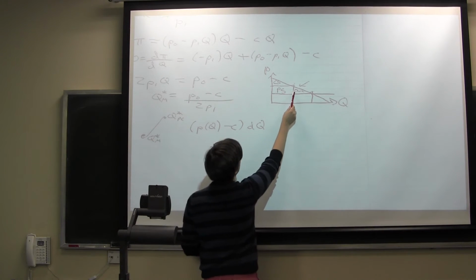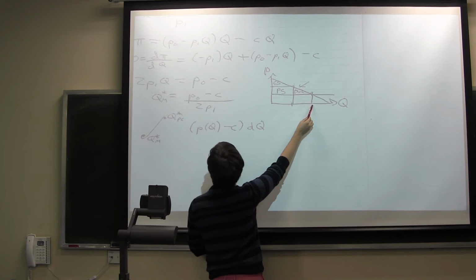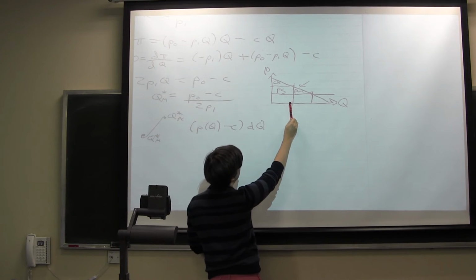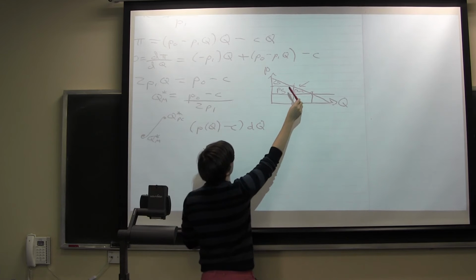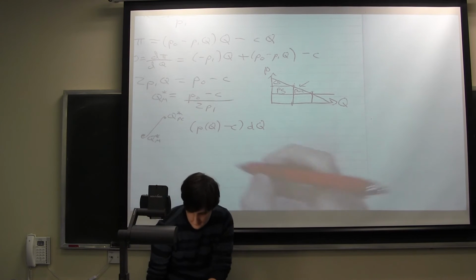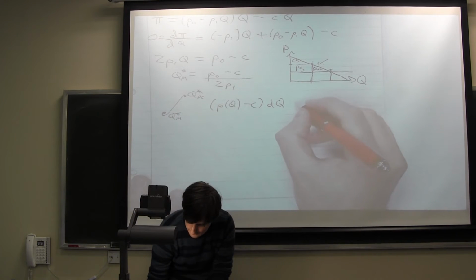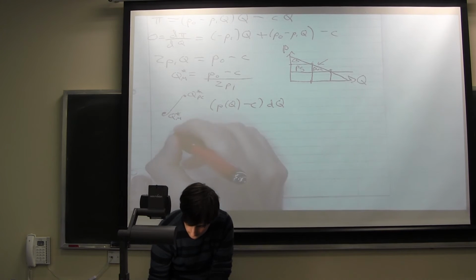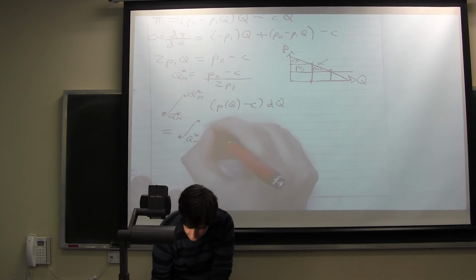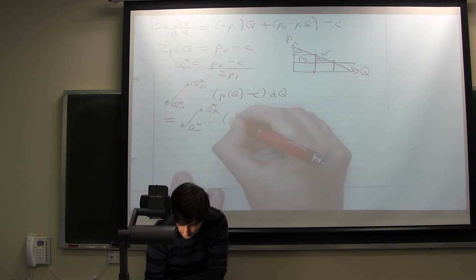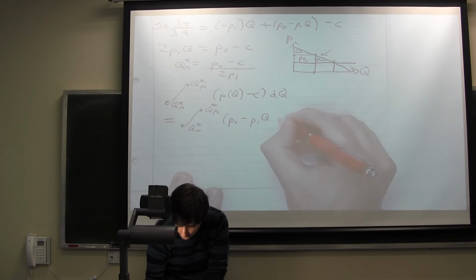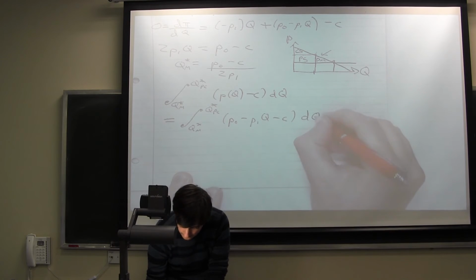So what's that triangle? Well, this is quantity under monopoly, this is quantity under perfect competition, so it's the integral from quantities between those two extremes, okay? And it's the difference between the demand curve, P of Q, minus the cost line. Okay, so let's just substitute in what the demand curve is. So the demand curve was P naught minus P1Q.